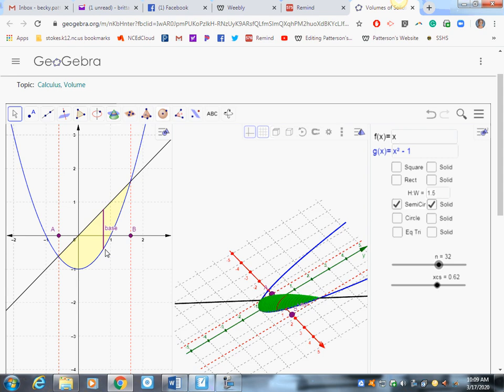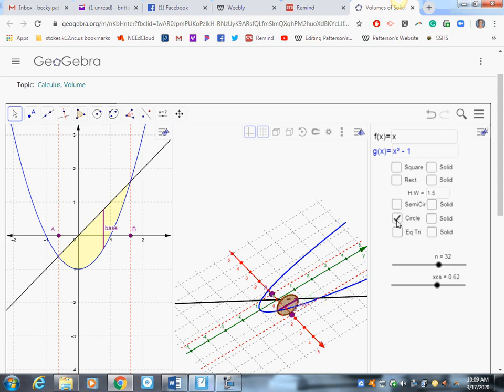But remember that your r is not the distance from here to here. Your r is half the distance from here to here. So I would do x minus x squared minus 1, all over 2, because that would be the radius. The whole thing is the diameter of the semicircle. So the radius would be half that. And we're going to practice all this.